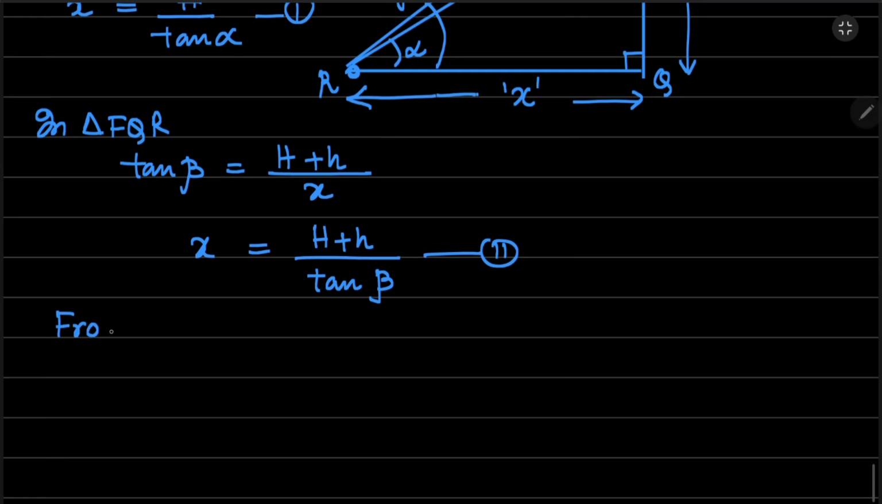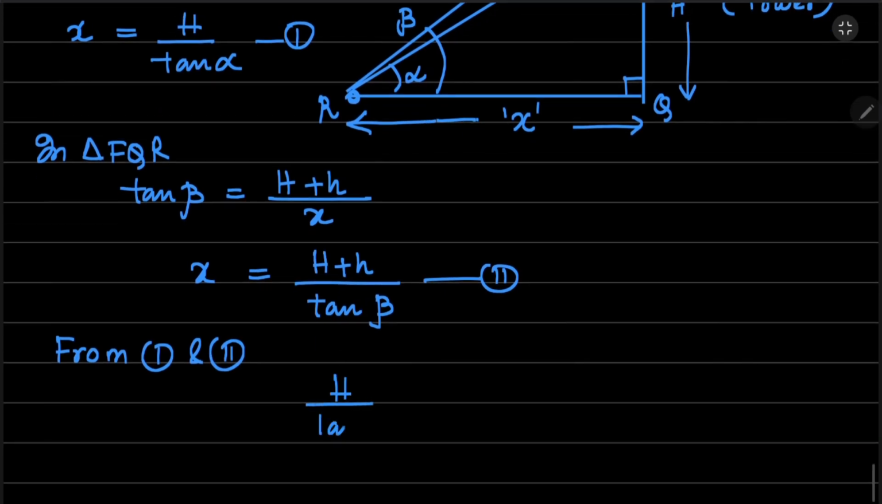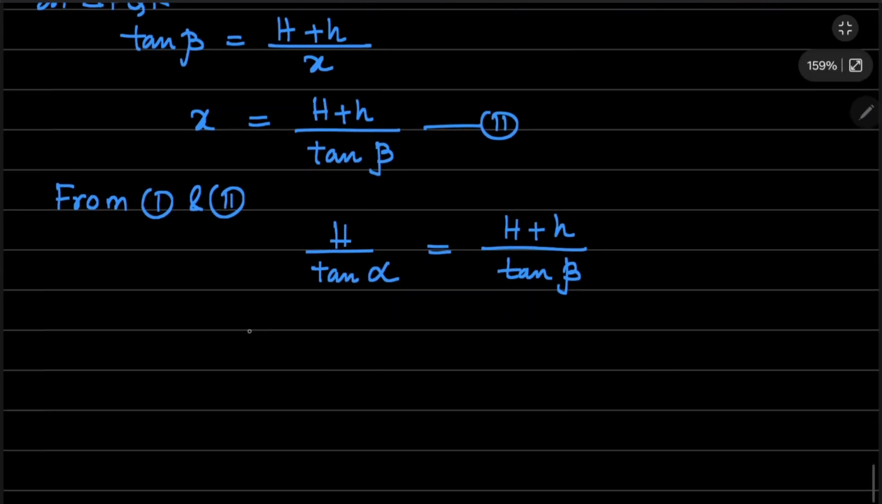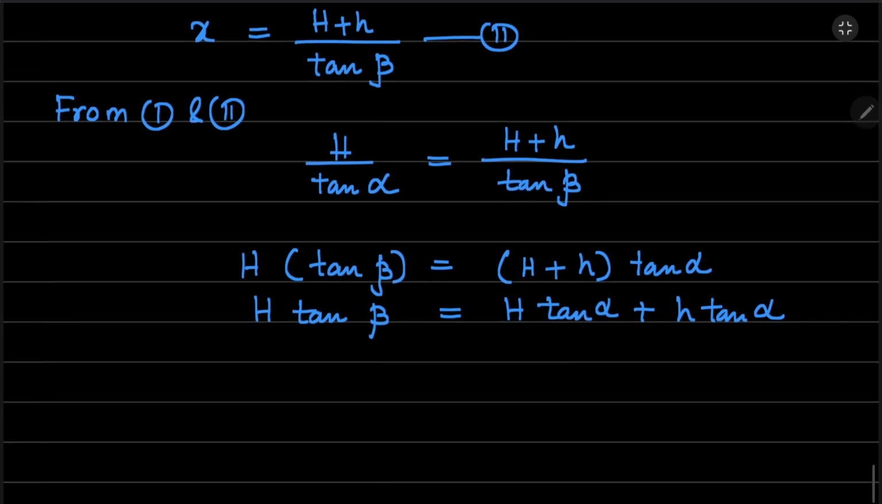Same way, from 1 and 2, both are equal to x. So let us equate them. H by tan alpha is equal to capital H plus small letter h divided by tan beta. Cross multiply. So I got H multiplied by tan beta is equal to (H plus h) multiplied by tan alpha. So H tan beta equals H tan alpha plus h tan alpha. You can take it to one side.